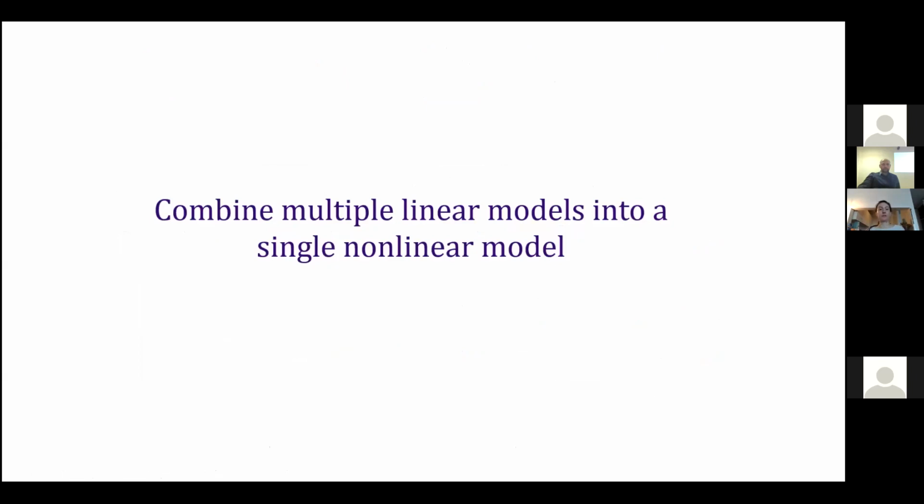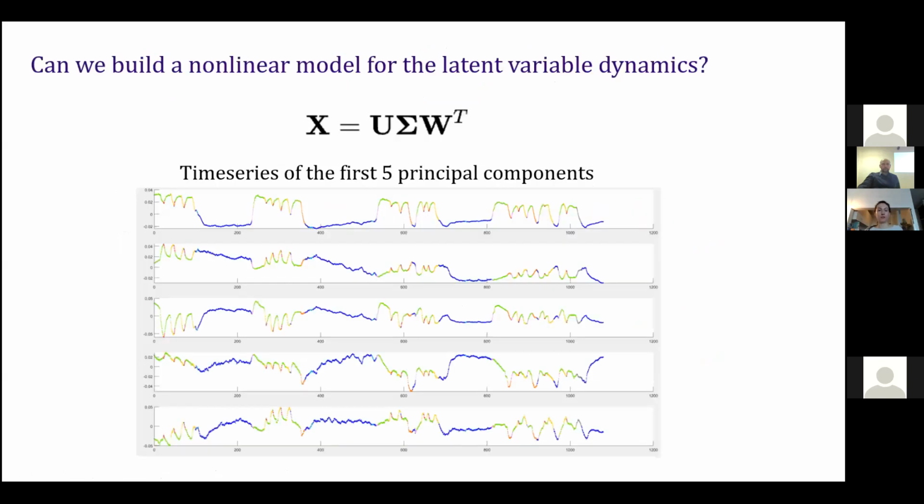All right, so next I'm going to be talking about combining multiple linear models into a single nonlinear model. So can we build a nonlinear model for the latent variable dynamics? This is what I worked on during my PhD and something I'm still working on. So here are the time series of the first 5 principal components over time. The idea is instead of creating a patchwork of linear models, can we create a single nonlinear model?